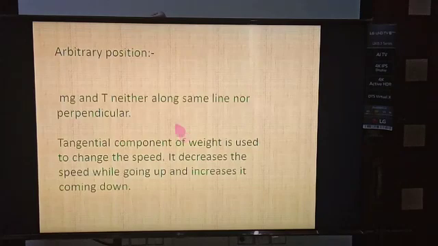Now at an arbitrary position, mg and T are neither along the same line nor perpendicular. The tangential component of the weight is used to change the speed. It decreases the speed while going up and increases it while coming down.